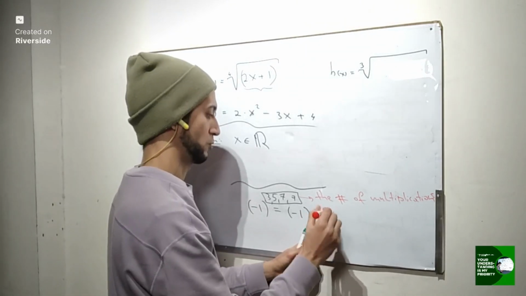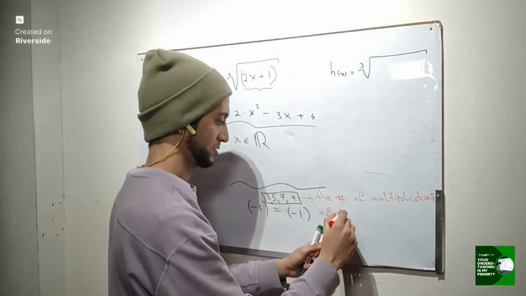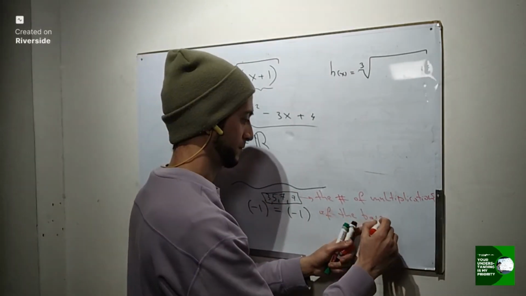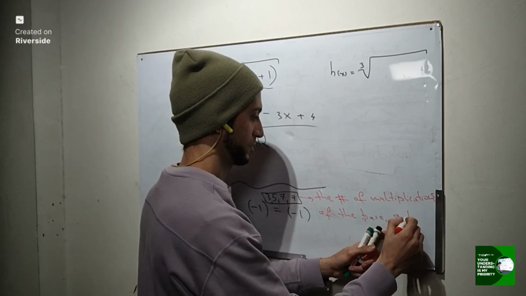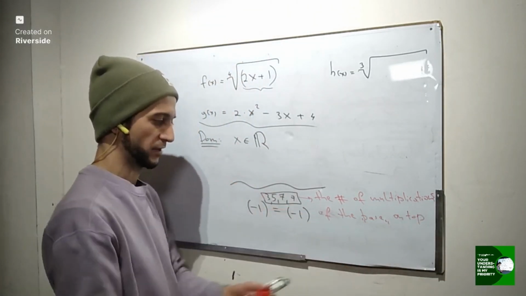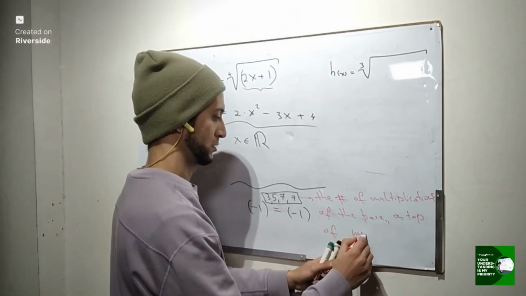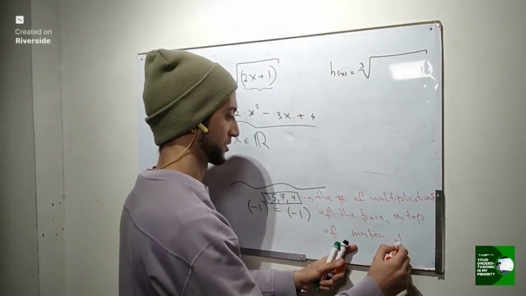That's the number of multiplications of whom? Of -1, of the base number, whoever that guy is, on top. Multiplication should happen on top of something, right? You have to multiply on top of something. You have to have something there waiting on top of number 1. That's the definition of it.